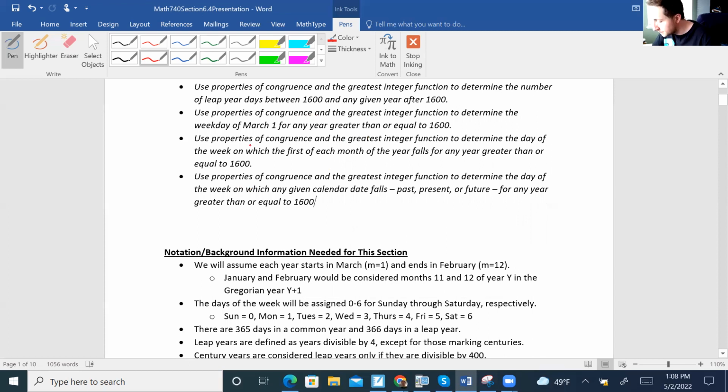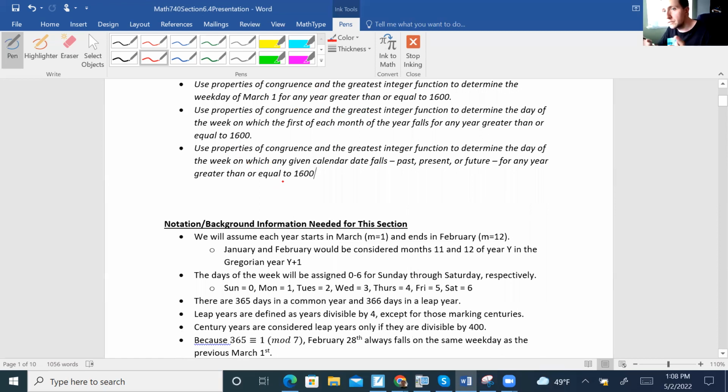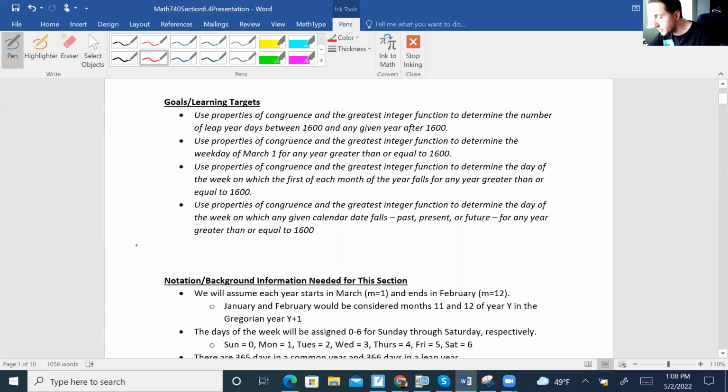And lastly, and this is really the culminating goal of the entire section, given any date in history, past, present, or future, to be able to determine what day of the week that date fell on. For example, when was the Declaration of Independence signed? What day of the week was April 13th, 1902? Without having to go back and actually trace back a calendar, we can calculate this mathematically using some of the modular arithmetic and the theory behind the greatest integer function that we looked at in section 6.3. So those are the four main goals that we want to take away from the section.